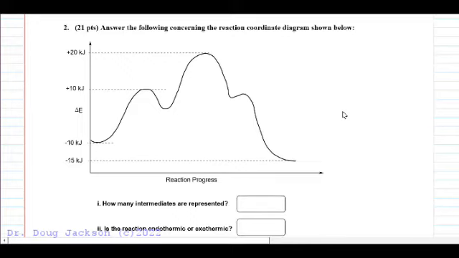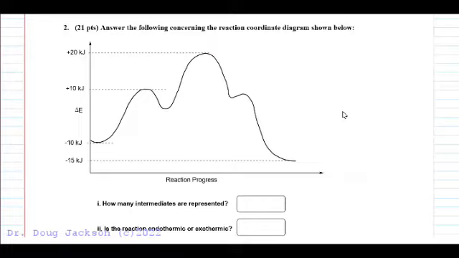Number 2 in our practice exam is a conceptual problem concerning this reaction coordinate diagram. Chemical kinetics is the topic here, and so we want to take a look at the parts of this question. Looking at it, how many intermediates are represented?